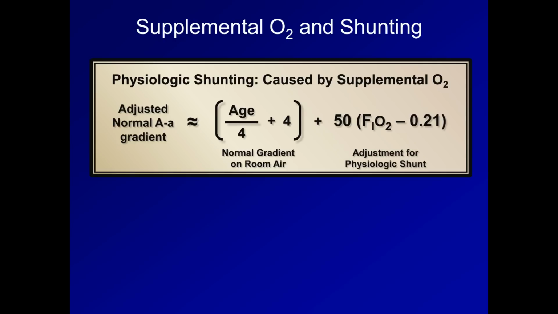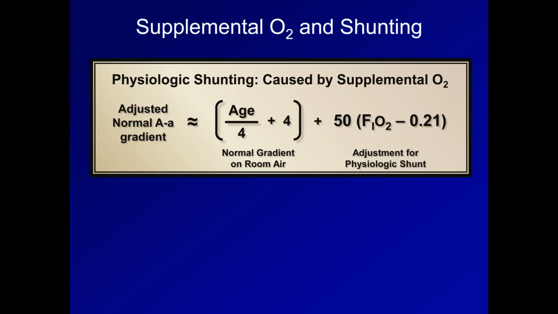It would probably make more sense to utilize P big AO2 instead of FiO2 for this adjustment term, which would therefore be relevant at high altitude. However, the empirical data from which this equation is derived was done at sea level and with reported FiO2, so that's what we're stuck with for now.